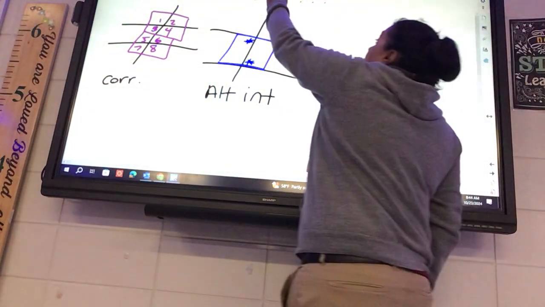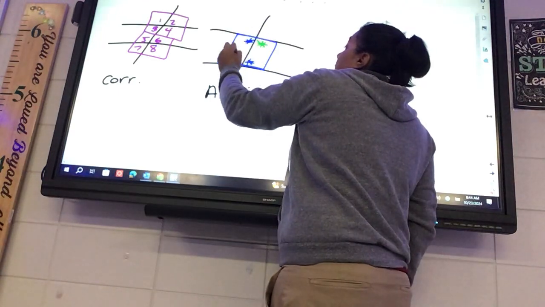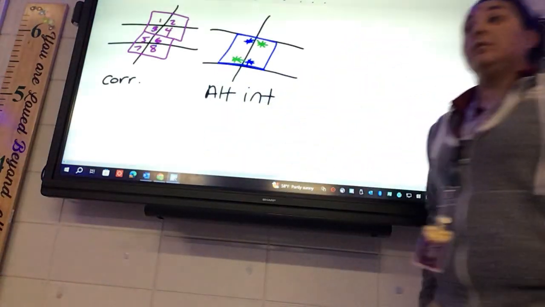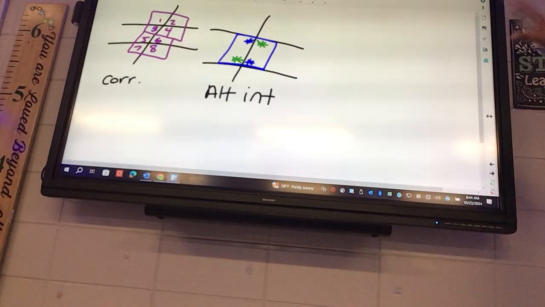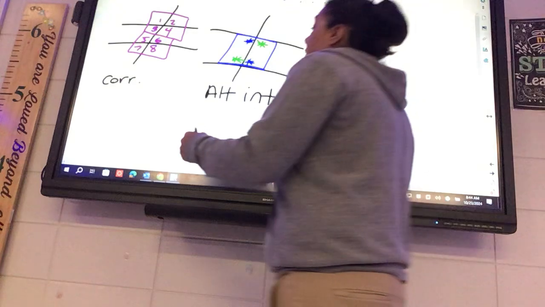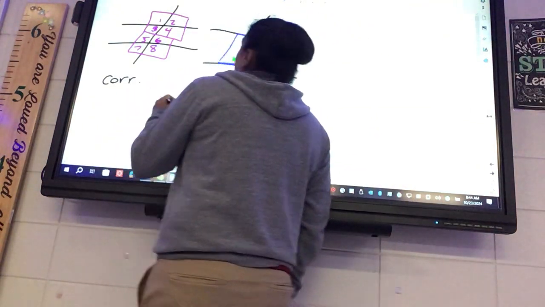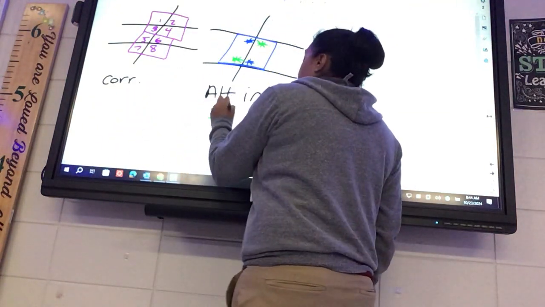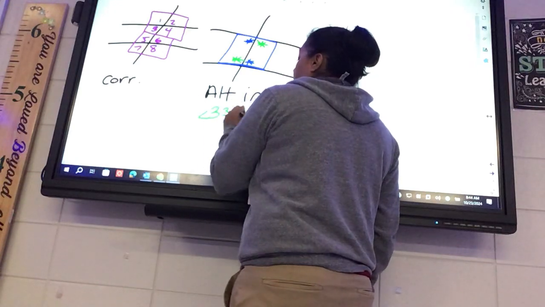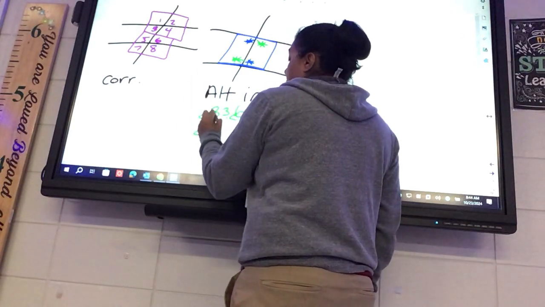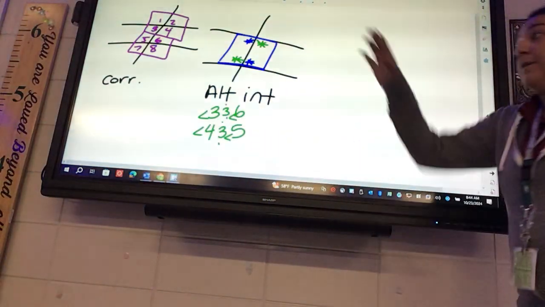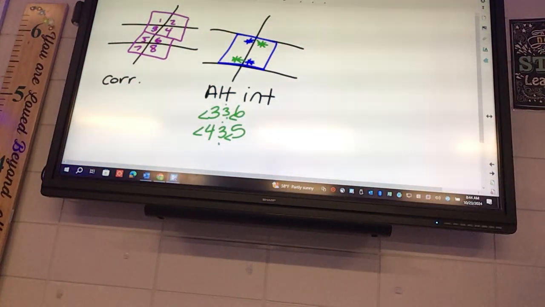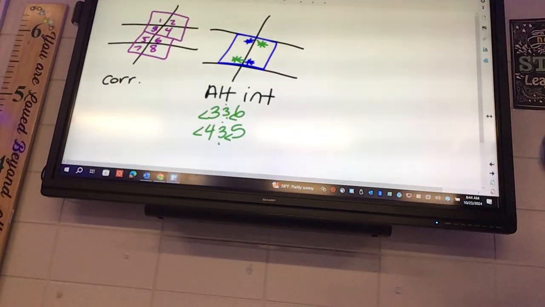These are also alt interior. There are only 2 alt interiors. If you make notes with the 1 through 8 numbering, angles 3 and 6 are alt interiors, and angles 4 and 5 are alt interiors. They're going to be on the inside and on opposite sides of the line.